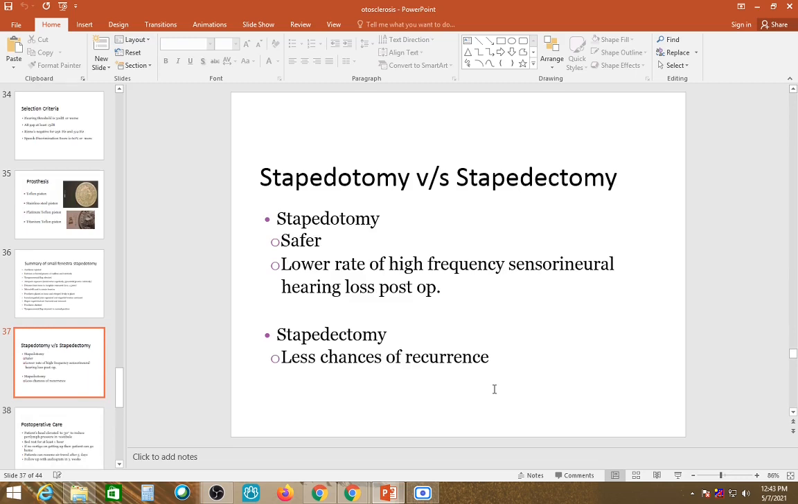Yes, ma'am. Stapedotomy, Schuknecht. This is the Schuknecht method, but with a lower rate of high frequency sensorineural hearing loss post-op.